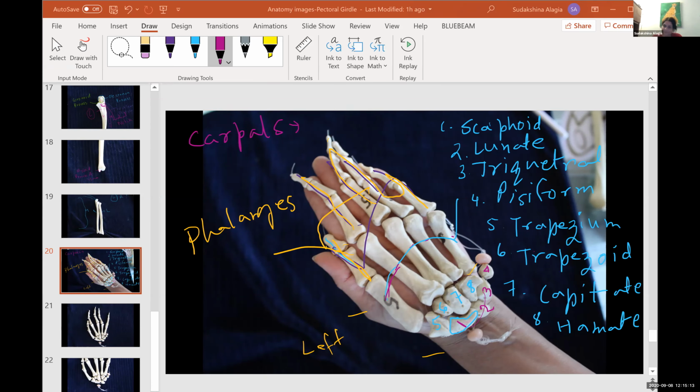So if you are touching the back of your wrist, this little round thing that you can feel with your finger, right there, here. Can you guys see me? This is the pisiform. So this is the pisiform.